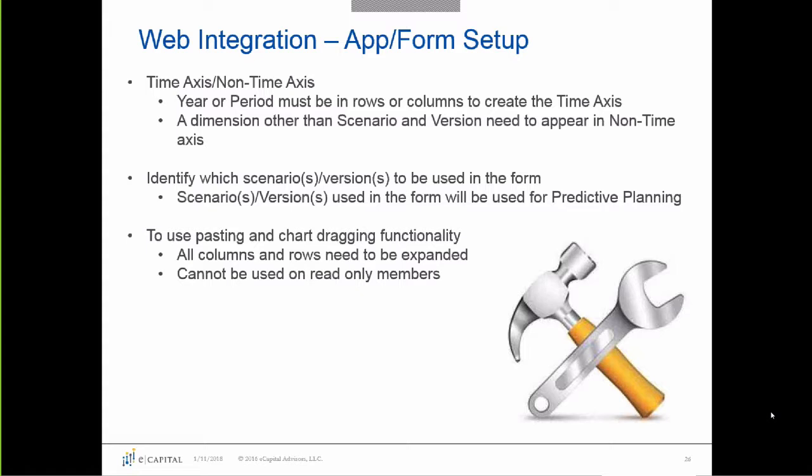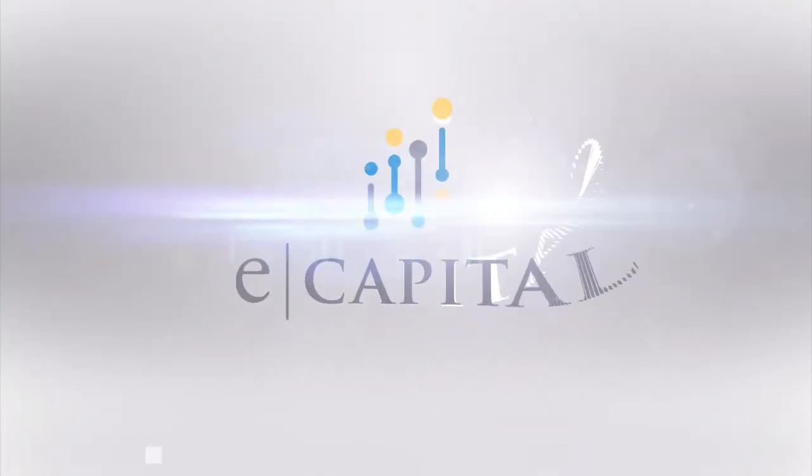And then also, to use the pasting or chart dragging to adjust values, all your columns and rows need to be expanded. So you can't have your quarters collapsed and your quarters showing. It wouldn't adjust the data if it's not expanded. And if your data or your chart is read-only, it's not going to allow you to paste or adjust data values either. It's just kind of a safeguard for yourself.